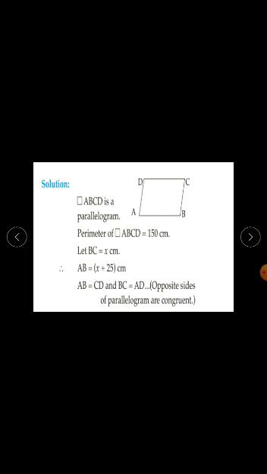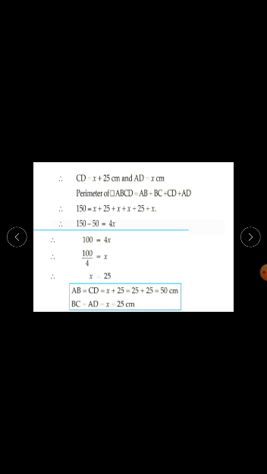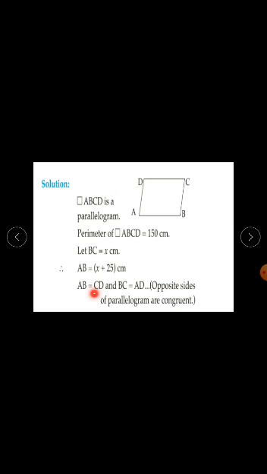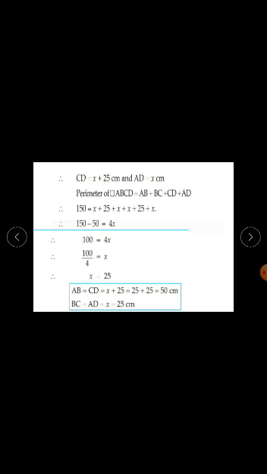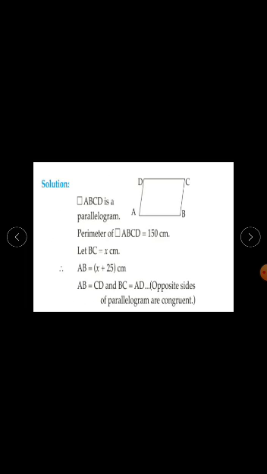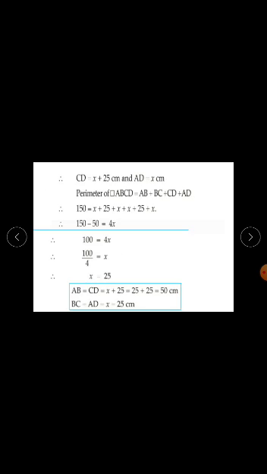But AB is equal to CD, and BC is equal to AD, because opposite sides of a parallelogram are congruent. So CD is also equal to x plus 25 centimeters, and AD is equal to x centimeters.